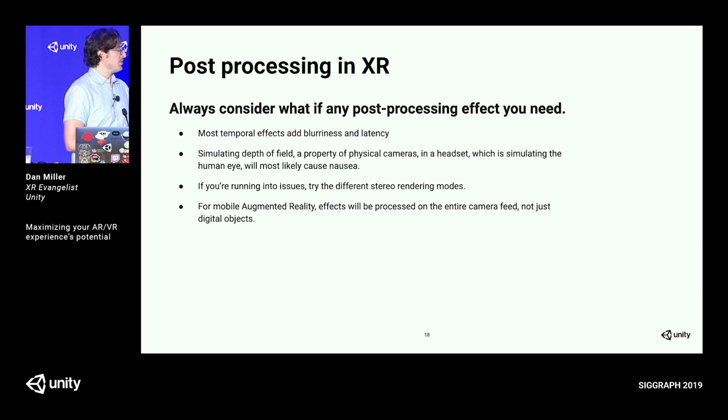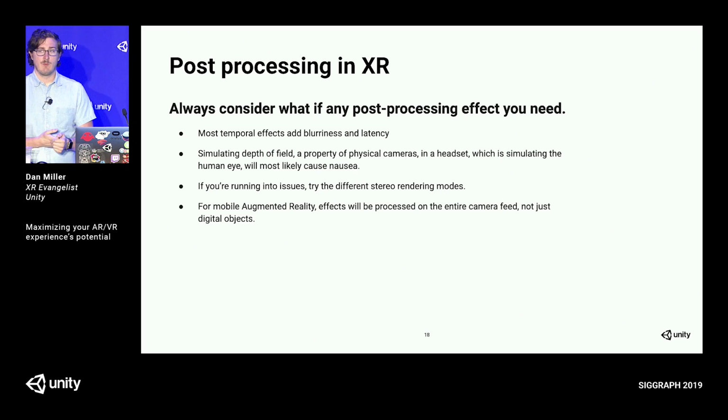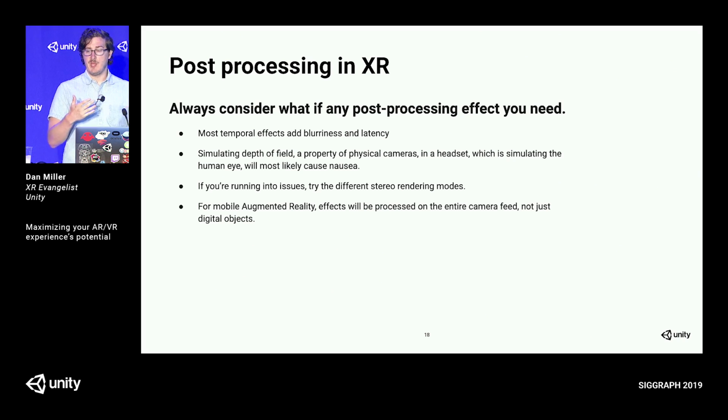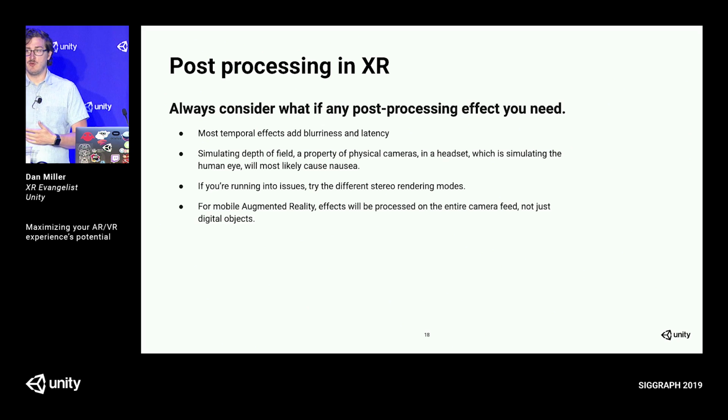And lastly, I just want to mention briefly for augmented reality, when you look at a mobile device and using AR on that, you have to really think about what post-processing you're using and how it affects it. For mobile devices, the post-processing goes basically in post, after everything is rendered. So that's both the camera feed and your digital objects. So if you do something like bloom, now your entire camera feed gets bloomed out, and it can take away from the experience. It doesn't necessarily work just on your digital content.